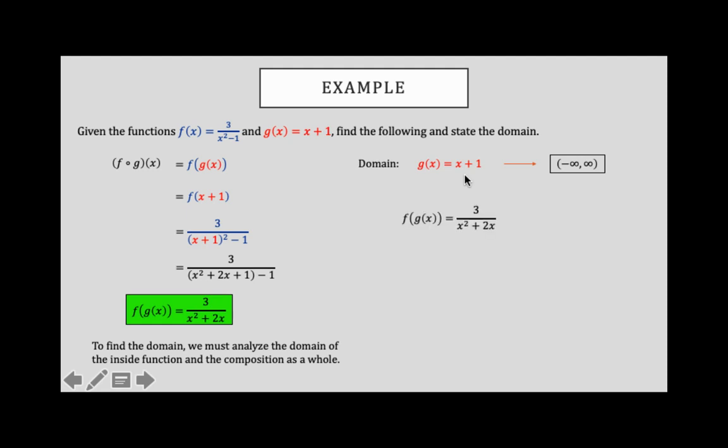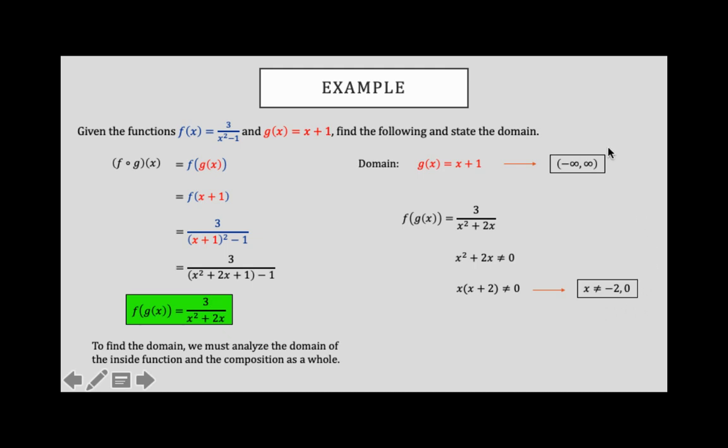All right, now we can look at the domain of our composition as a whole. Well, here I have a denominator that could potentially be 0. Again, let's translate our rule: x squared plus 2x cannot equal 0. Factoring this, because it's a quadratic, we can factor out our greatest common factor of x. We end up with x times the quantity x plus 2 cannot equal 0, which tells me that x cannot equal 0 and x cannot equal negative 2.